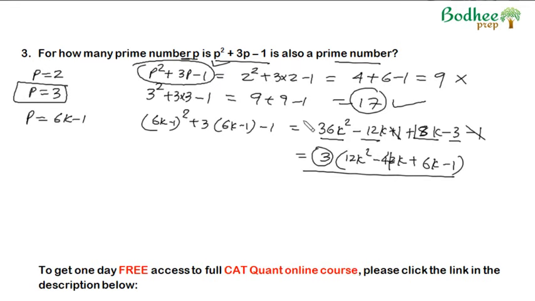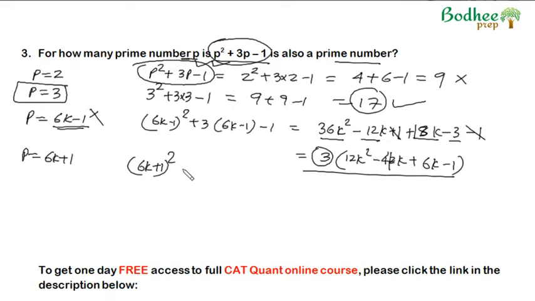So again if 3 is a factor, then we can say that this will not be a prime number, or we can say that all the prime numbers which are in the form of 6k minus 1 will not give this expression as also prime. Similarly, we can check for all prime numbers which are in the form of 6k plus 1. Again we'll be getting the same thing. So let me just do it for you.